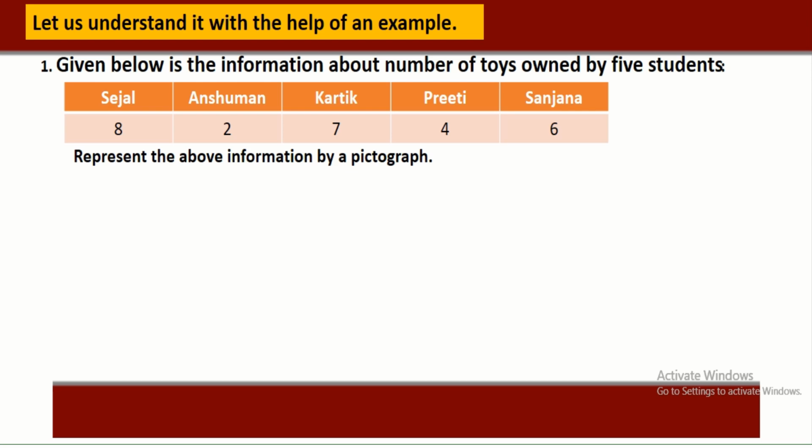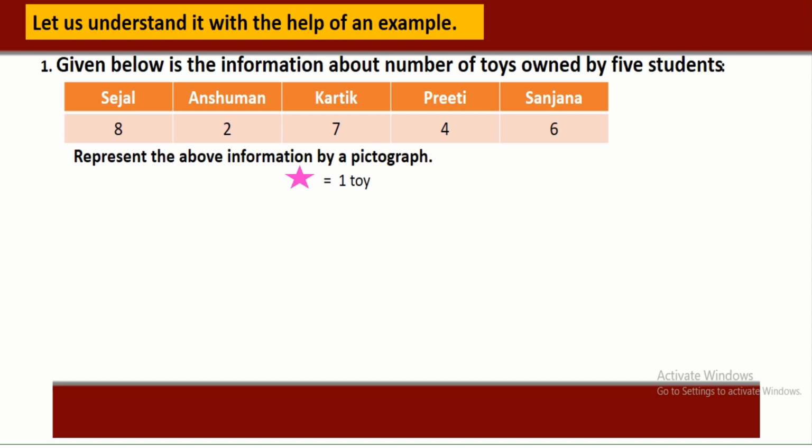For answer, we will follow 4 steps. First step is to collect the data. As you can see, data is clearly given in the question. Second step is to pick the symbol or picture that accurately represents the data. So, I'm using star as a symbol. Third step is to assign a key. Now we have to write that one star will represent one toy only.